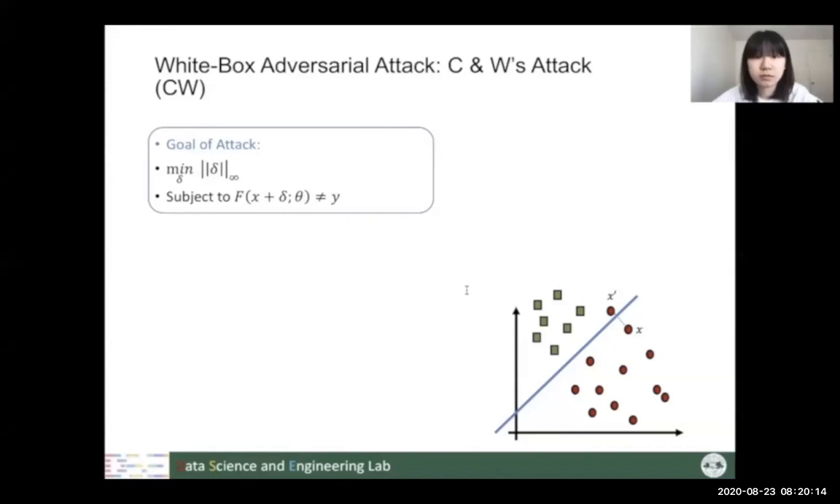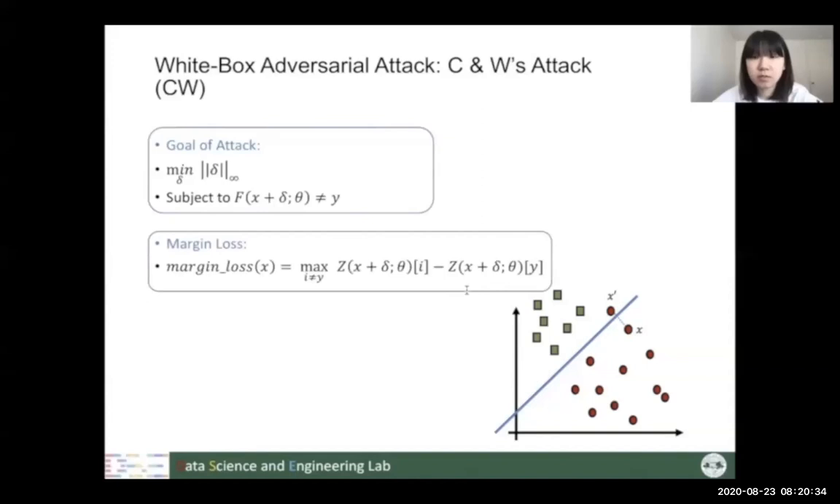So look at the formulation. Finding the smallest delta, such that the model output is not the true label y. In order to make this optimization problem solvable and optimizable, they first introduced this margin loss. Here, the function d is a score function for the model. And most of the time, d is the score before the softmax operation, as everybody may know. It means to calculate the difference between the score for the true label and the maximum score of any other label. When this function is below zero, it means that the correct label got the maximum score. Because the model gives the largest score to the true label, the prediction is correct. Otherwise, the prediction is wrong.